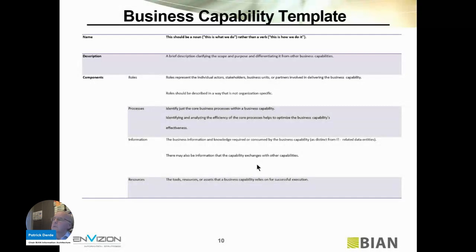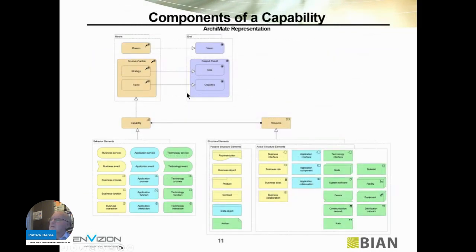And it are, for example, the processes and the information. And ArchiMate is making it even more explicit. ArchiMate is saying, when you're talking about a capability, then you define these capabilities to realize courses of action, and courses of action are the strategies, the tactics. So without capabilities, no strategy.